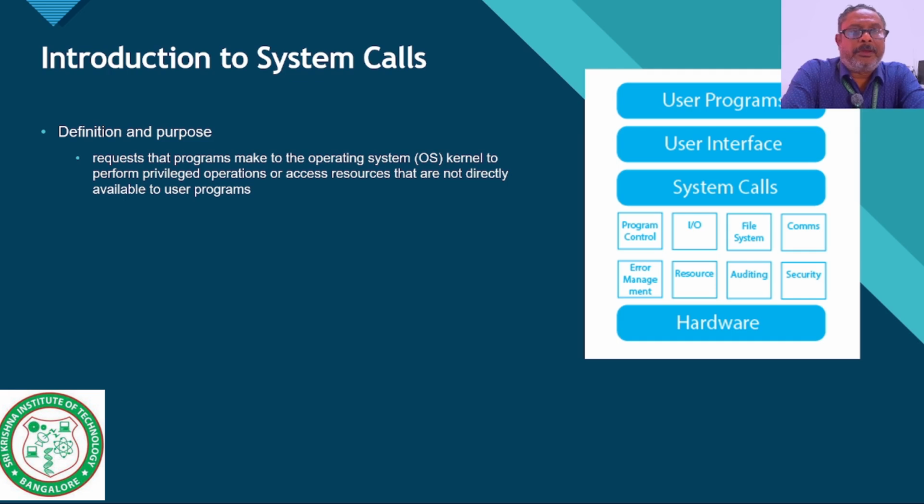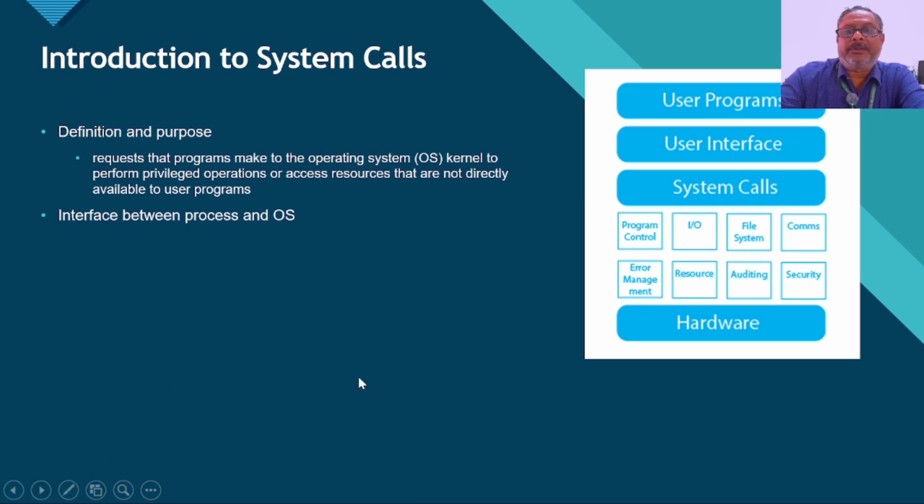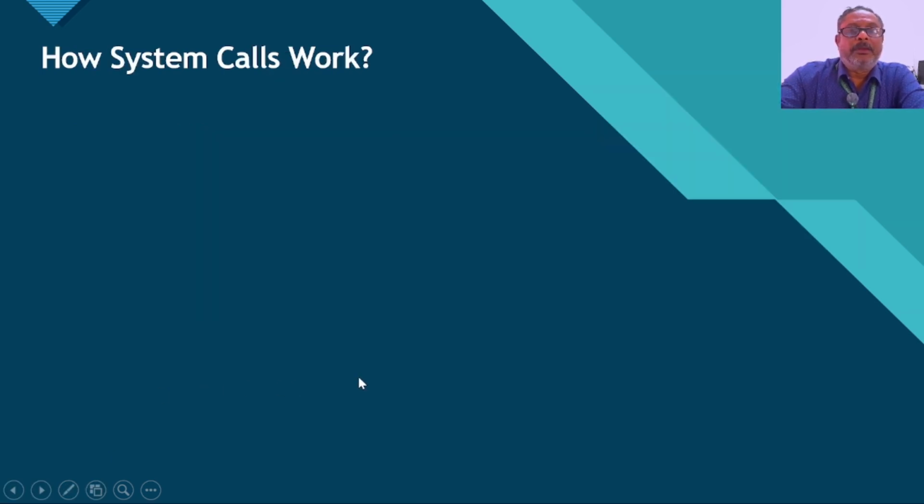The resources work in the kernel mode and the users work in the user mode, and whenever the user wants to get access to a resource that is precious, it has to work in the kernel mode, and that's the work done by the system call. System calls are the interface between the process and the operating system.